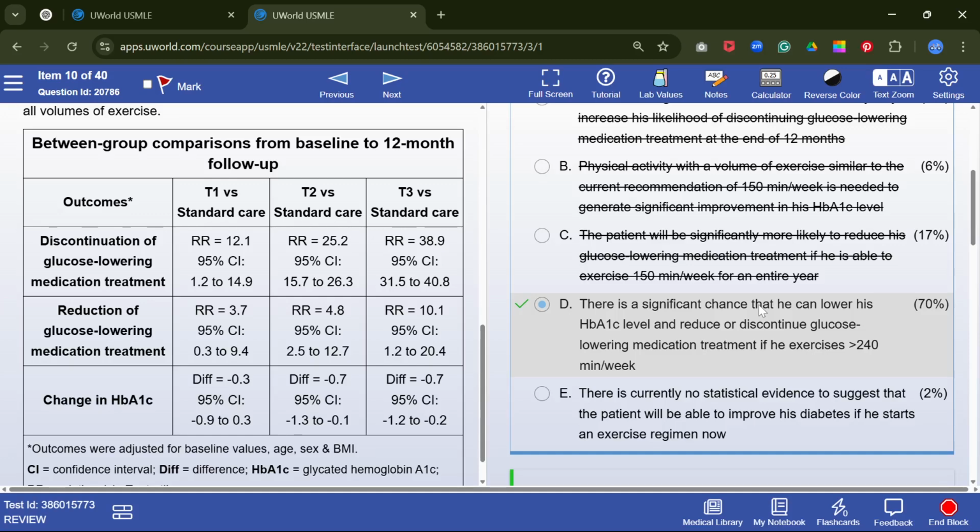And the last one, there is currently no statistical evidence to suggest that the patient will be able to improve his diabetes if he starts an exercise regimen now. Yeah, you know that is wrong. I mean, we found a lot that are statistically significant. Okay, I got it. Okay, thank you.